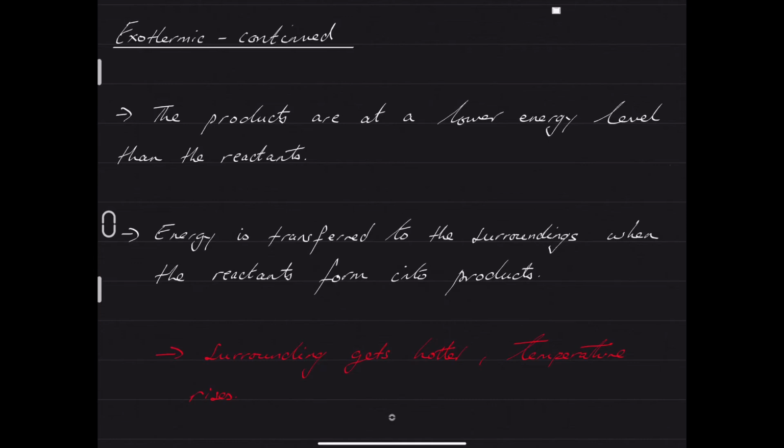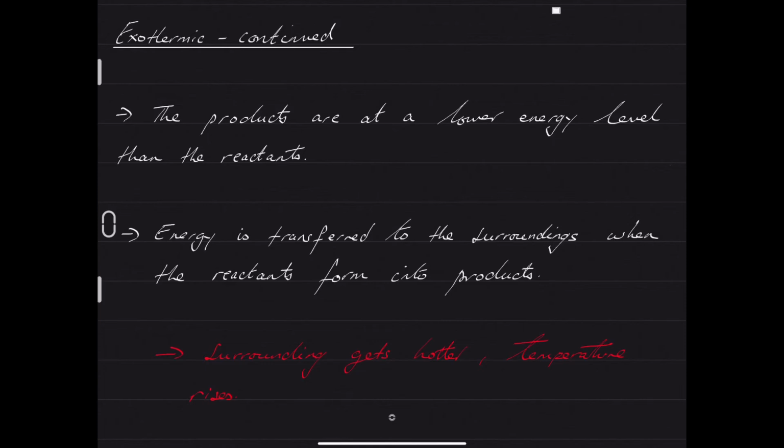So if the surroundings are getting hotter and the temperature is rising, this means in a practical investigation, if you are asked to investigate whether a particular chemical reaction is exothermic or endothermic, you can look for a temperature rise. This will tell you that a chemical reaction is exothermic.